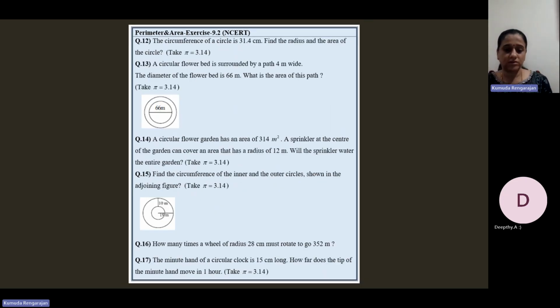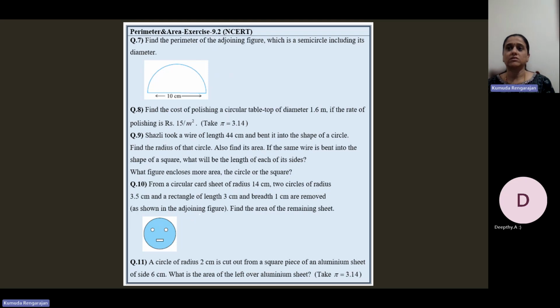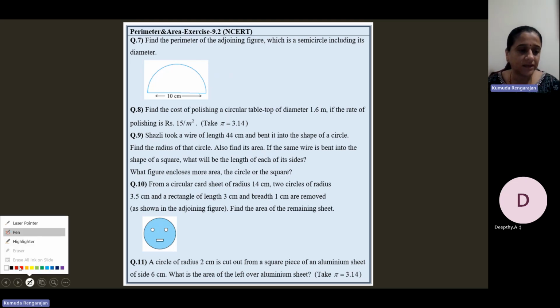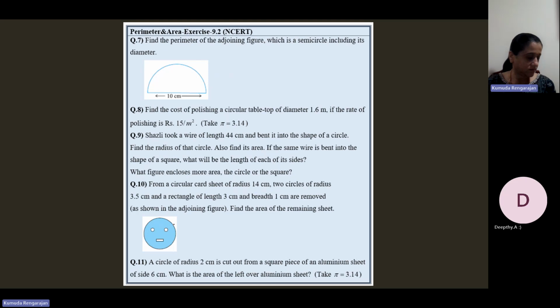Yeah, let's just discuss the important ones here. So now we have a circular figure in question number 10. You can see the figure here. There's a circular card sheet of radius 14 centimeters, and two circles of radius 3.5 centimeters and a rectangle of length 3 and breadth 1 are removed. Find the area of the remaining sheet.